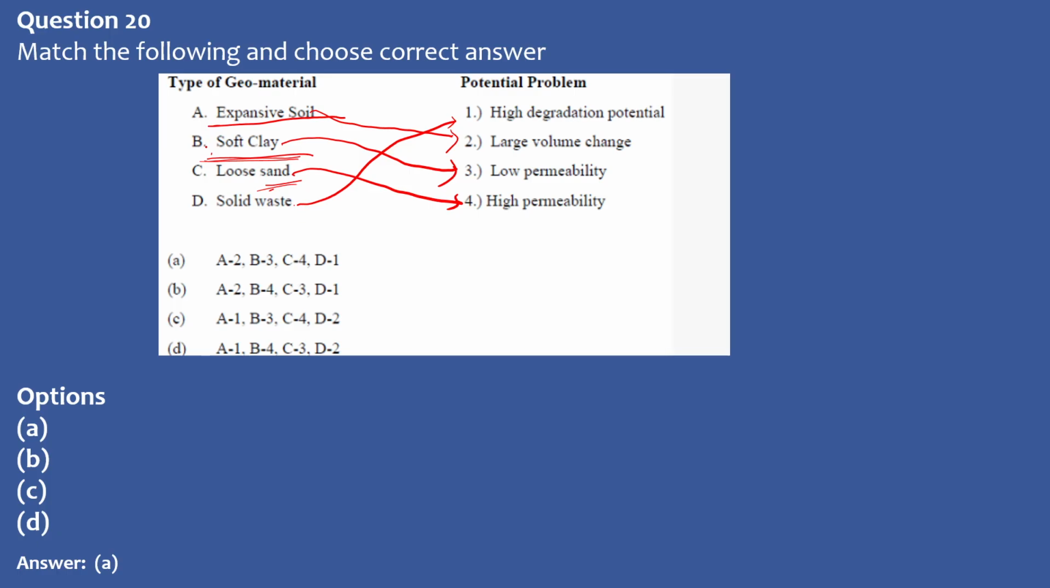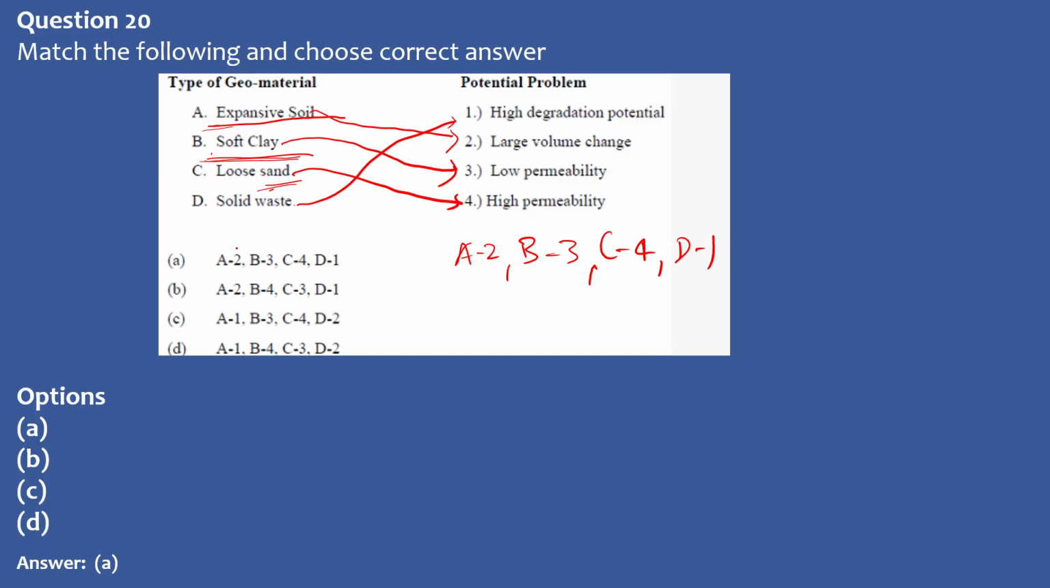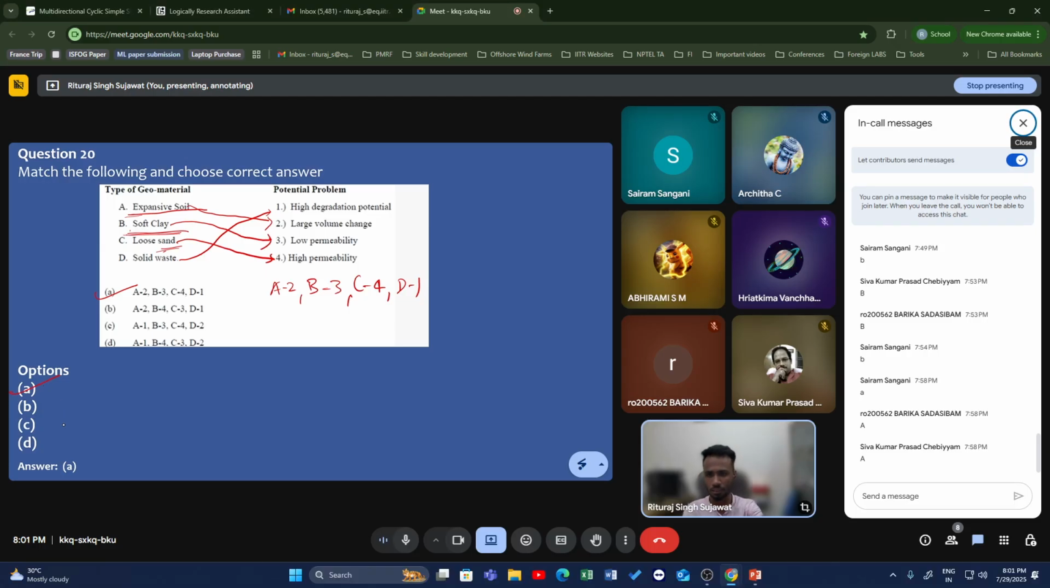So what is the option which we can go for? For A you have 2, for B you have 3, for C you have 4, and for D you have 1. So the correct option is option A. Many of you have given this answer. That was the last question of the day.